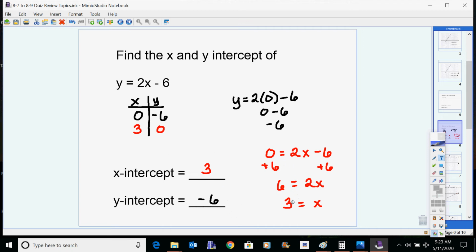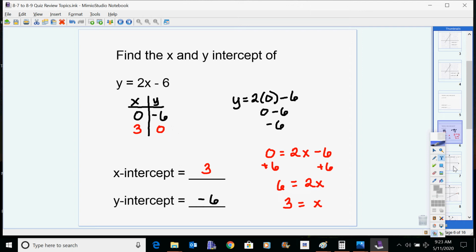If you have the 0 in the y slot and you plug it in and you solve for x, that gives you the x-intercept. So we can find the x-intercept, you can find the y-intercept. You can either give them as individual numbers or you can give them as the ordered pairs that they come out to be. So be careful with that.